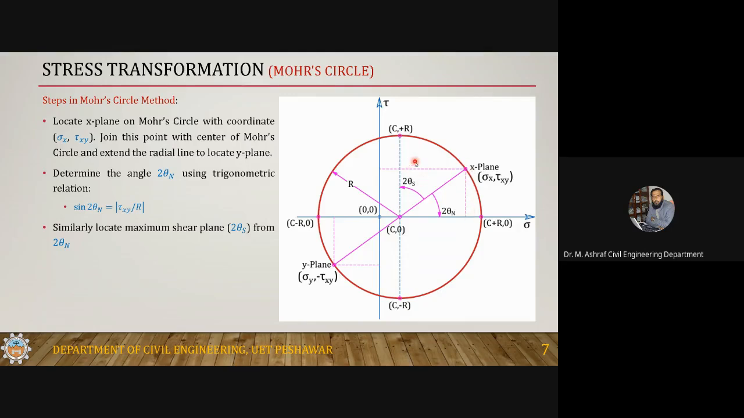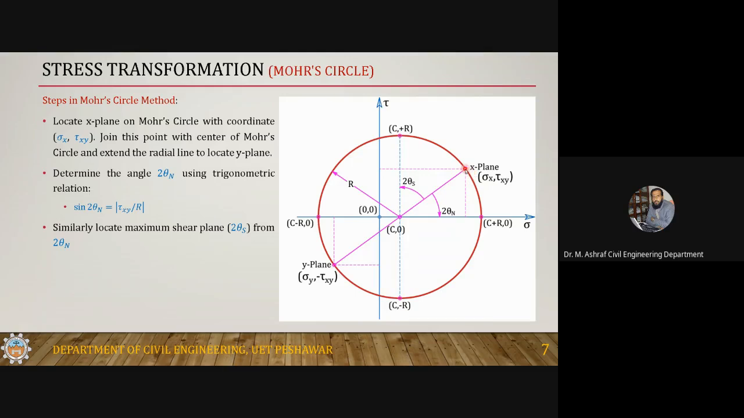These two lines should intersect on this circle. If they are not intersecting on this circle, then there will be some problem in your whole procedure. It should intersect on this circle. So you need just one line. Let's suppose you take tau xy and draw this line, so it will intersect the circle. Or draw this vertical line for sigma x, and it will intersect the circle. Just one of them is required, the other one you will get automatically. So this is now the x-plane.